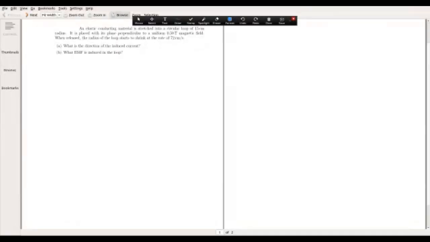Hello. This example discusses a circular loop of wire collapsing in the presence of a magnetic field. So let's have a picture describing the effect. So this is a magnetic field. We choose this to be going into the page, and we have a circular loop of wire in this magnetic field.